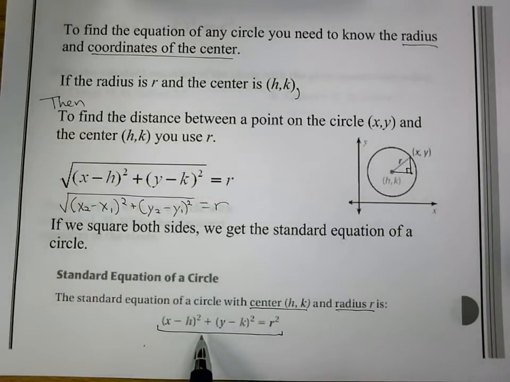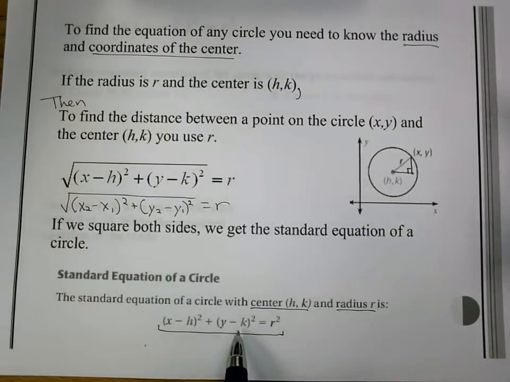It doesn't have to be at the origin, because we have that h and k as our center. Now, if I wanted to still look at the origin, I can just make these 0, and it becomes x squared plus y squared equals r squared, which is fine, that works, but we won't always have it at the origin.